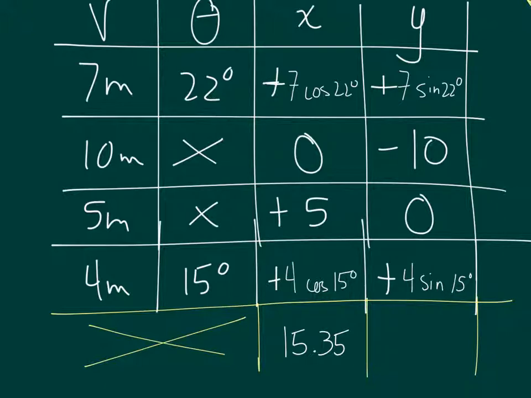Now this column, what are you going to do? But the 10 needs to be negative. So 7 sine 22 minus 10 plus 4 sine 15.